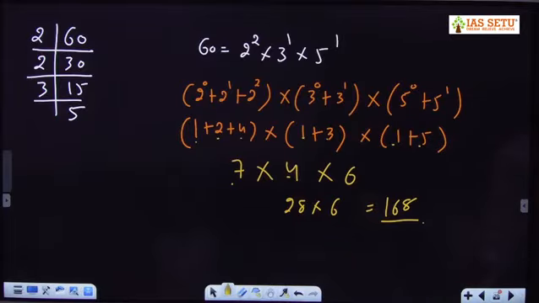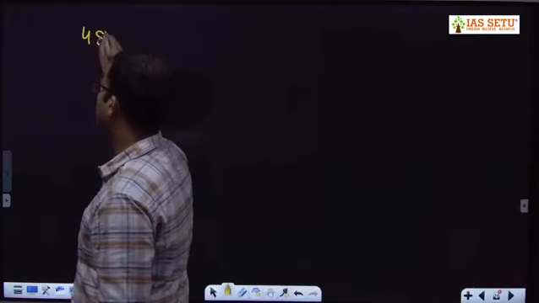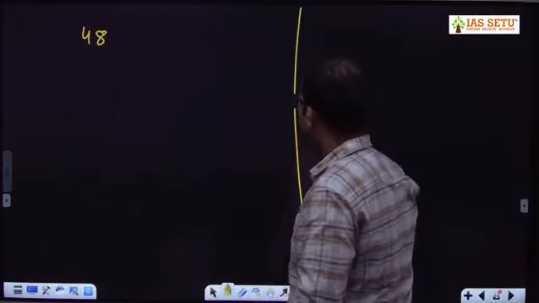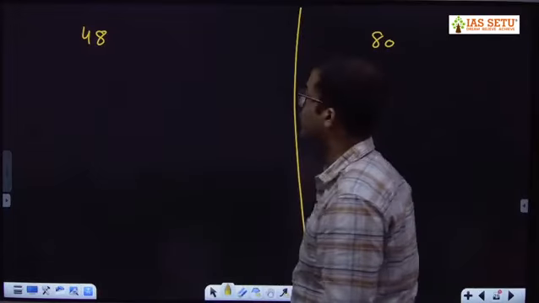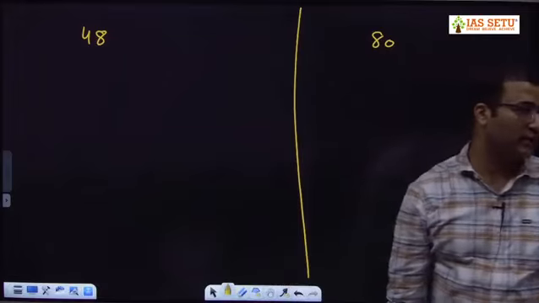I ask you 3 questions. Go slow, step by step. 48 and 80. Find the sum of the factors of 48. Find the sum of the factors of 80.